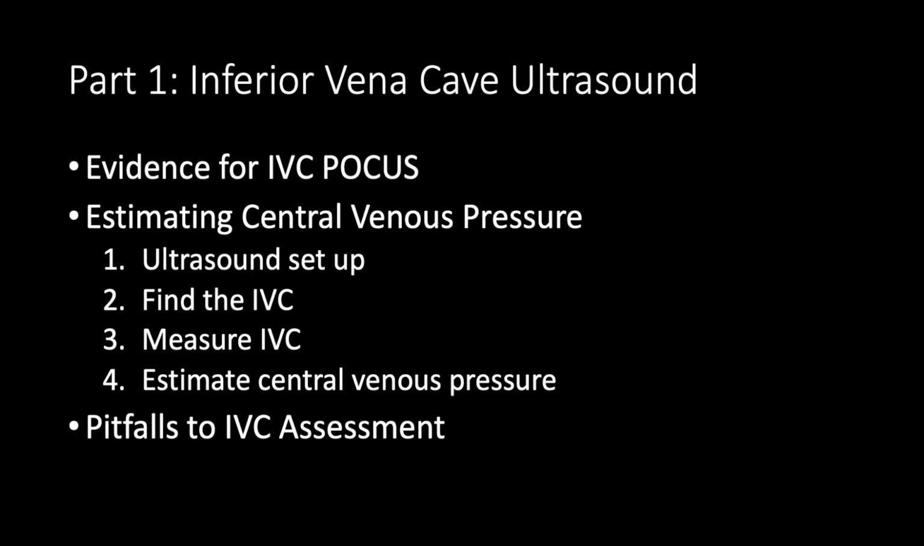We'll talk a little bit about the evidence for IVC point-of-care ultrasound. Then we'll really spend most of our time in estimating central venous pressure with the inferior vena cava. We need to set up the ultrasound to find the IVC. Then we need to locate it physically with the ultrasound beam. We need to take some measurements of the inferior vena cava and finally use those measurements to estimate central venous pressure. There's a lot of pitfalls to inferior vena cava assessment, so we want to be aware of those as well.